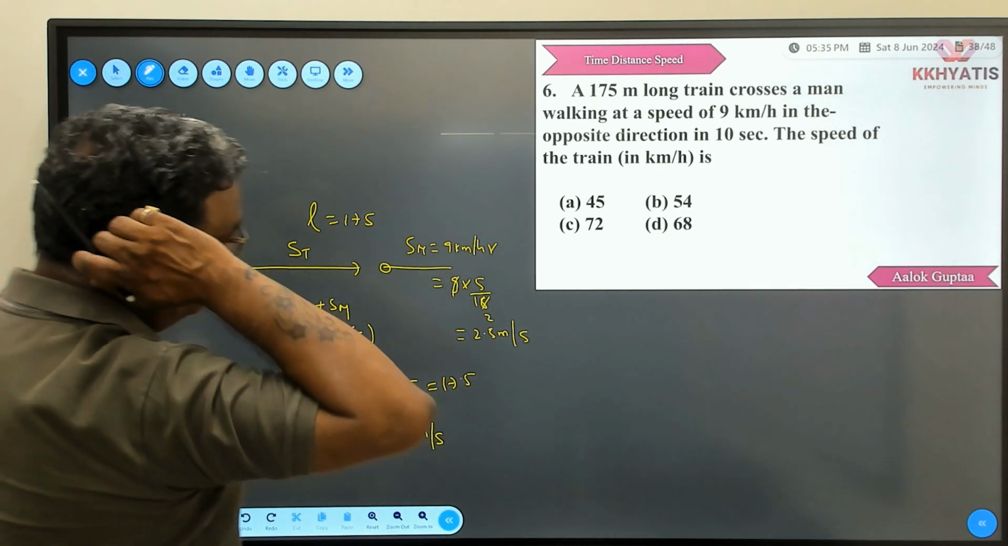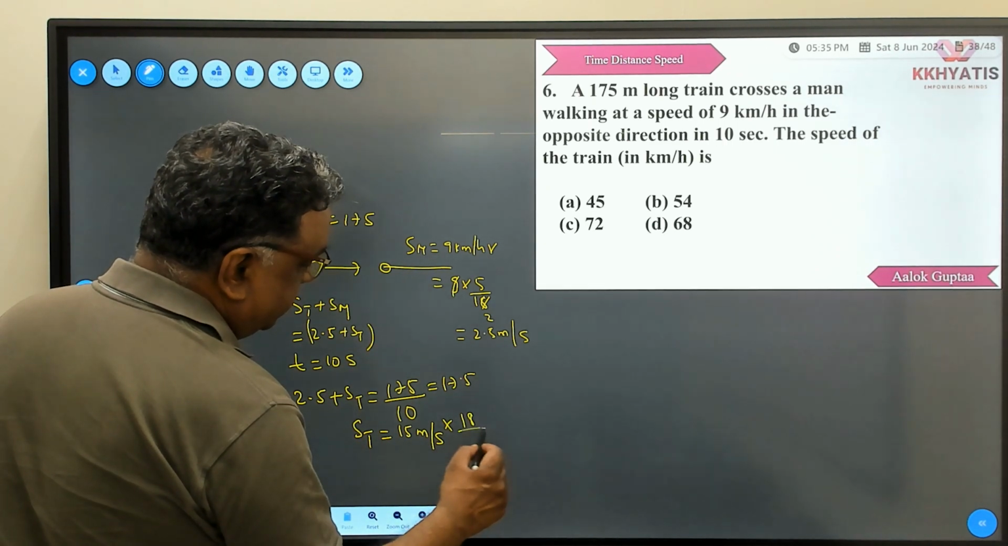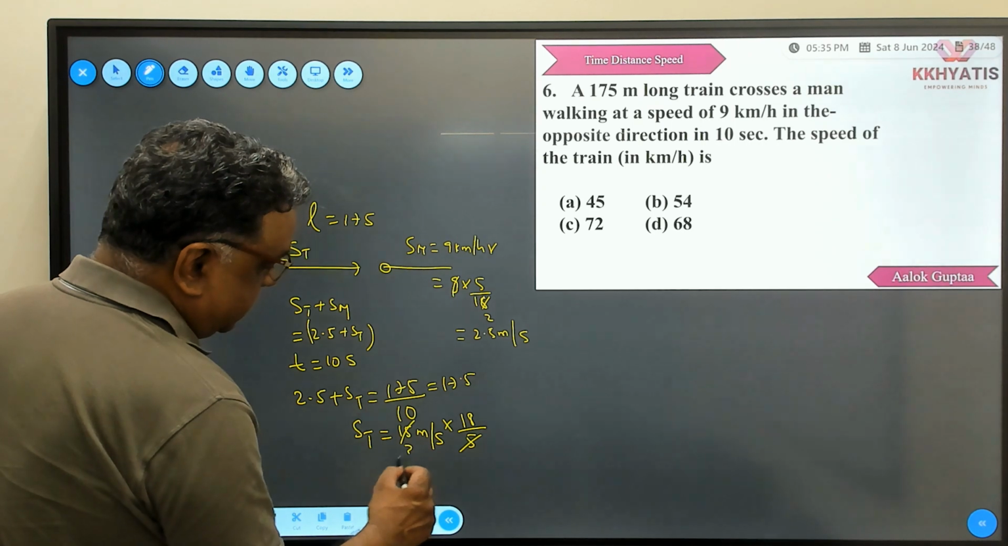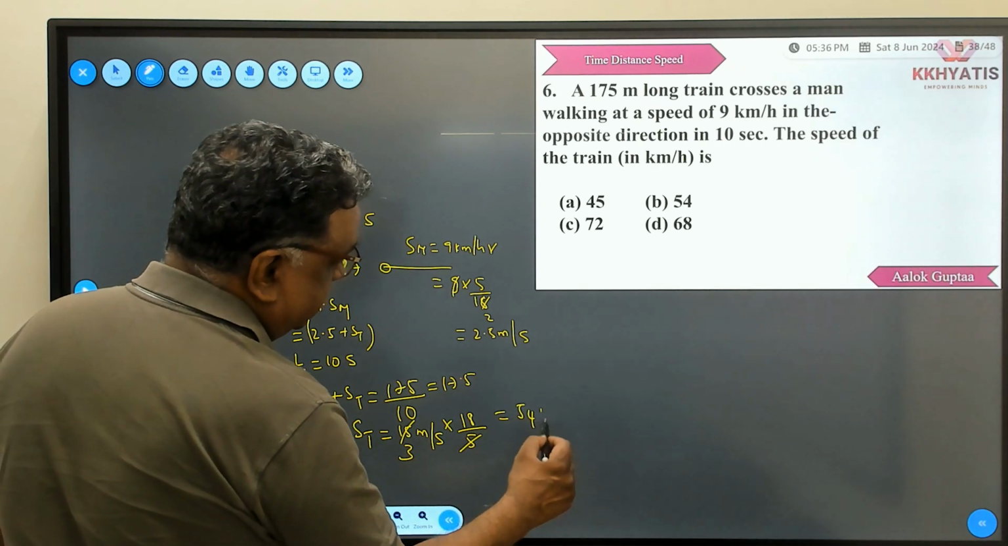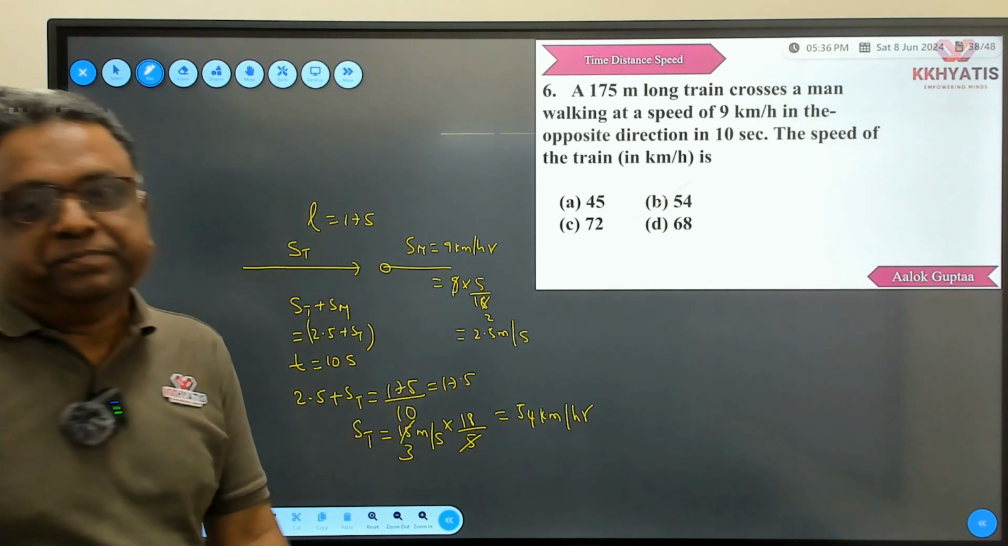So I think they have asked the answer in kilometers per hour. So for kilometers per hour, I will multiply by 18 by 5. So 54 kilometers per hour should be the answer. This is the answer. Okay, next.